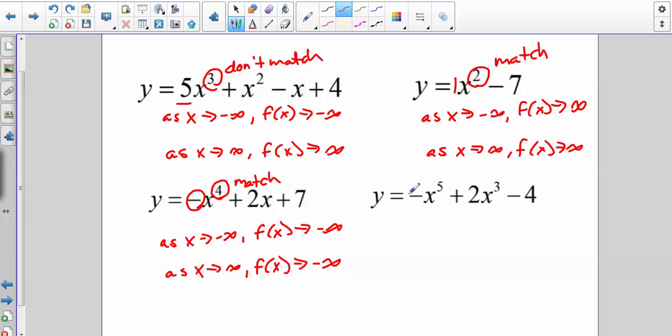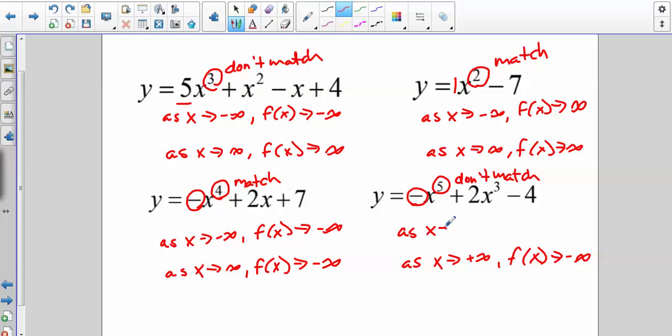And on the last one, I'm also going to negative infinity on the right. As x goes to positive infinity, f of x goes to negative infinity. Because this exponent, the largest exponent, is odd, my ends don't match, which means on the left side, as x goes to negative infinity, f of x is going to be the opposite of negative infinity, it's going to go to infinity.